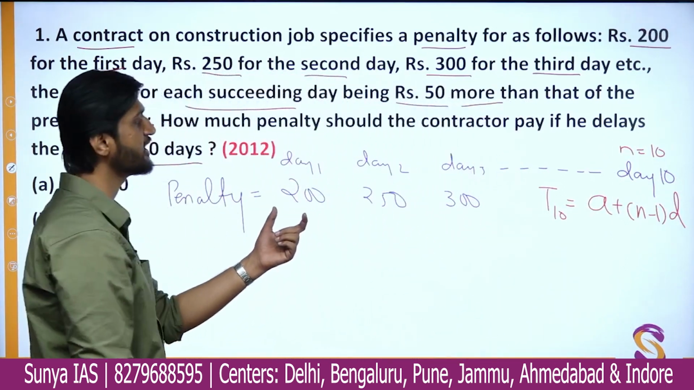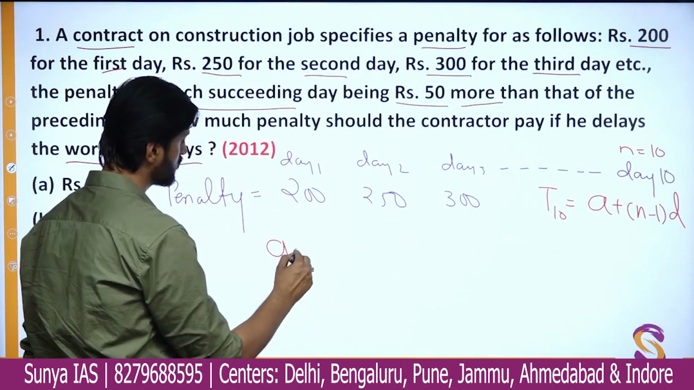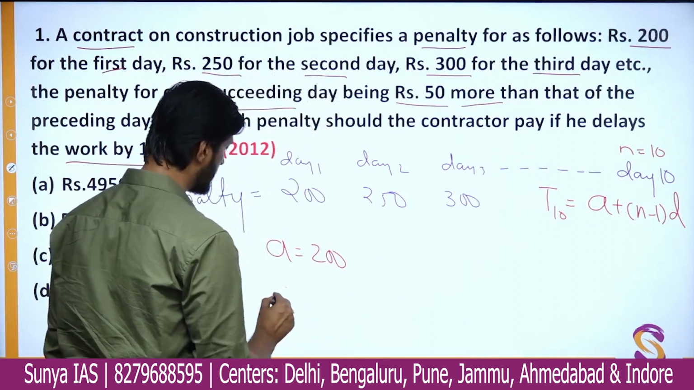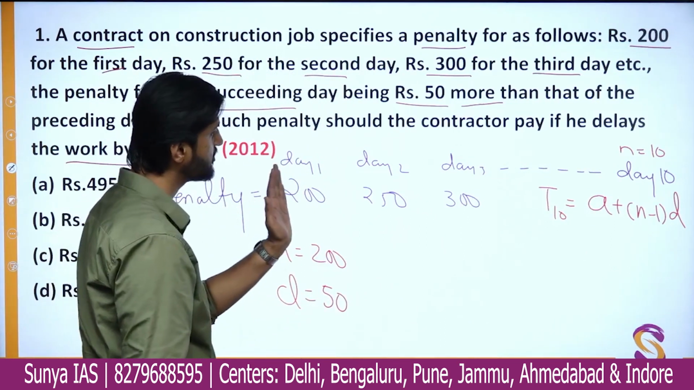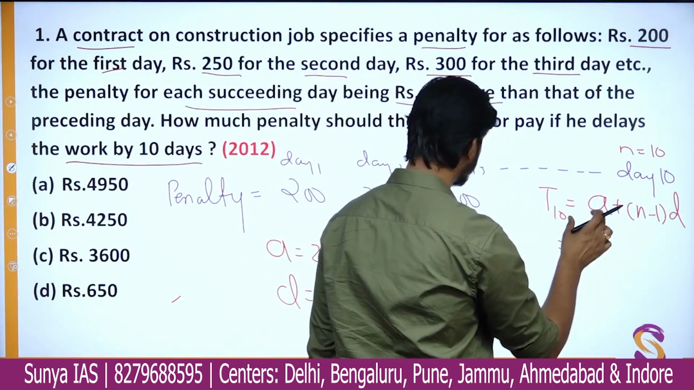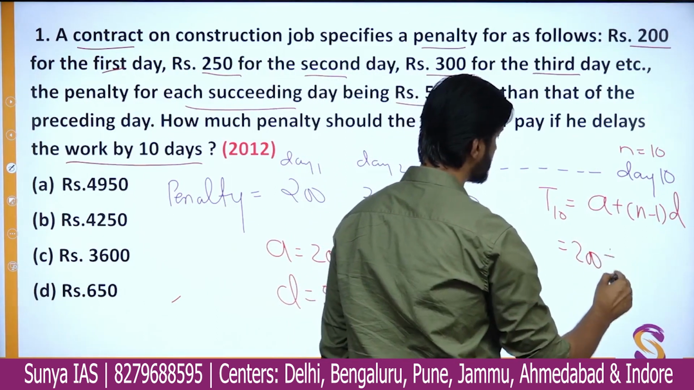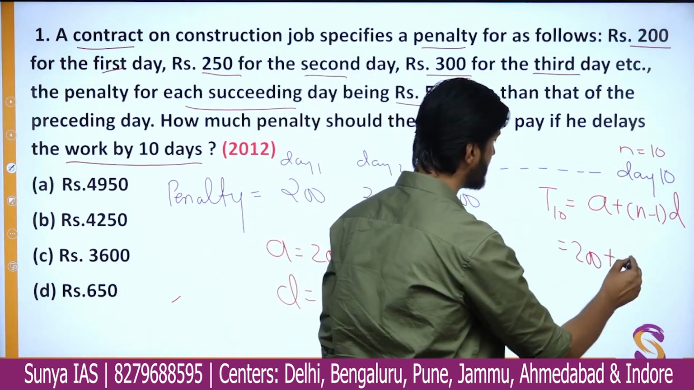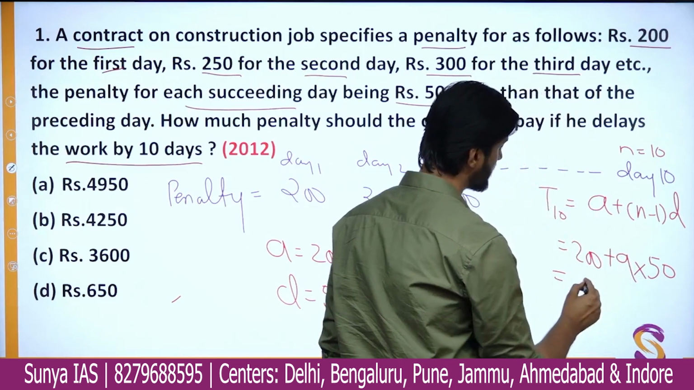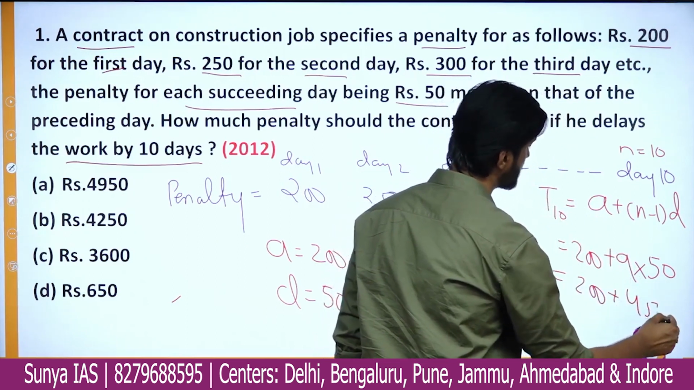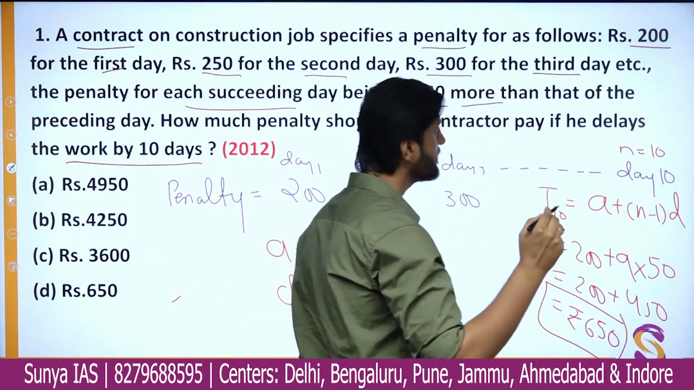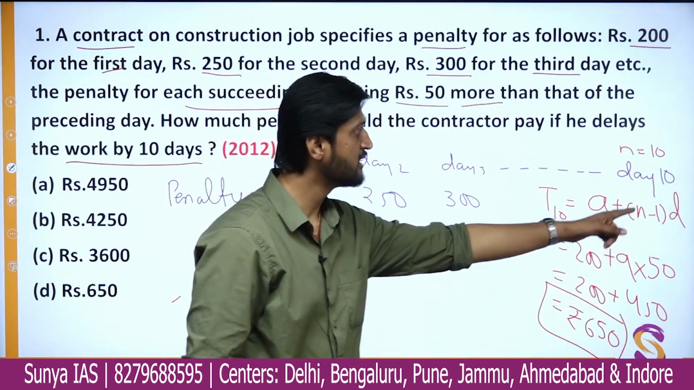As you can see, it is simply an arithmetic progression. Here the first term is 200, and each term is getting added by 50, so the common difference becomes 50. The 10th term is a, which is 200, plus n minus 1, 10 minus 1 is 9, into d, which is 50. So you get the overall amount as 200 plus 450, that is rupees 650. This is the penalty for the 10th day.